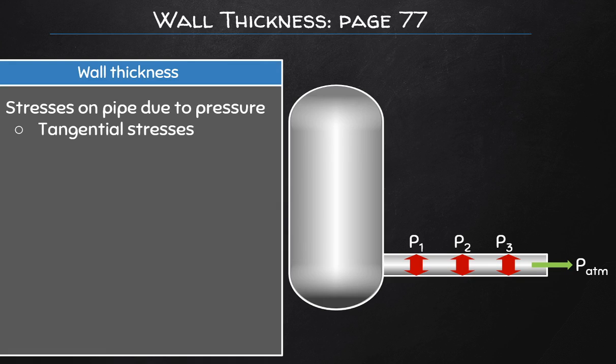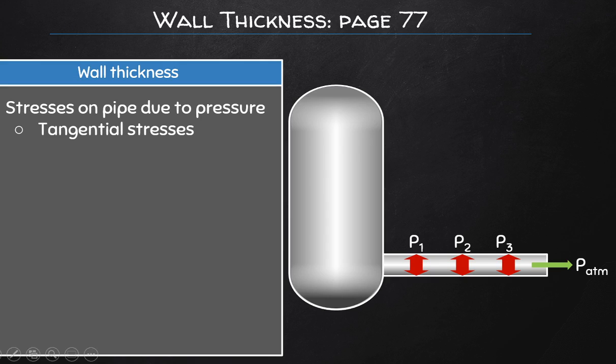So this isn't the dynamic pressure that is induced when the fluid is flowing. This is more the static pressure due to the differences of the internal pressures versus the atmospheric pressure, and this results in tangential stresses. So think about what happens when you suffer from high blood pressure. This sort of pressure that we're talking about is similar to that.